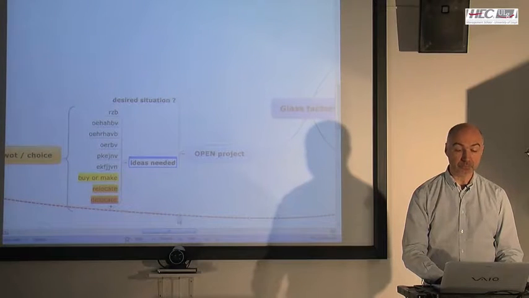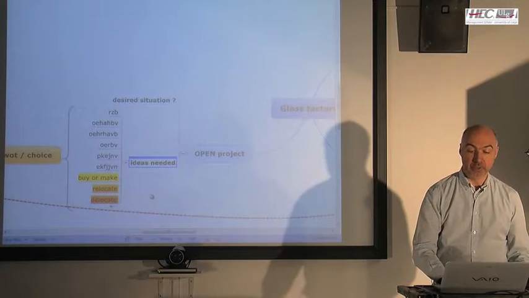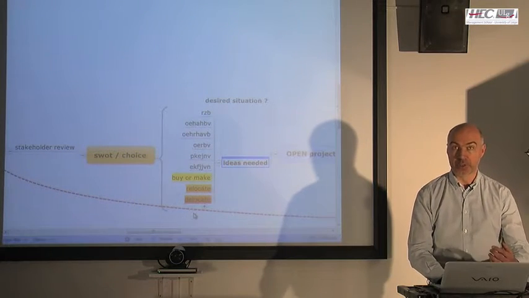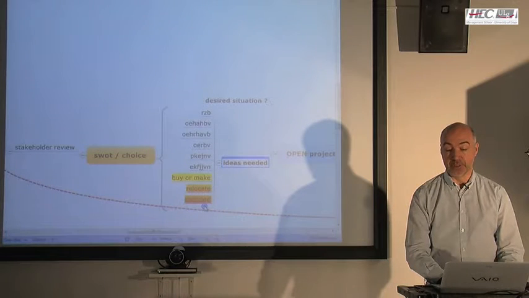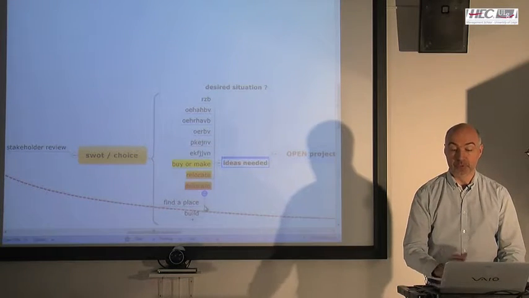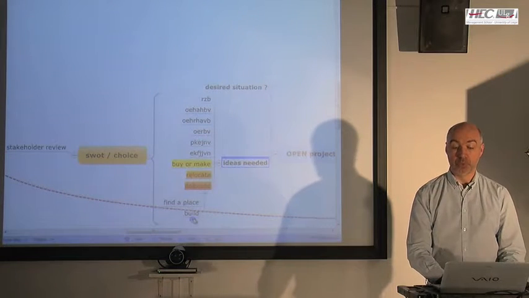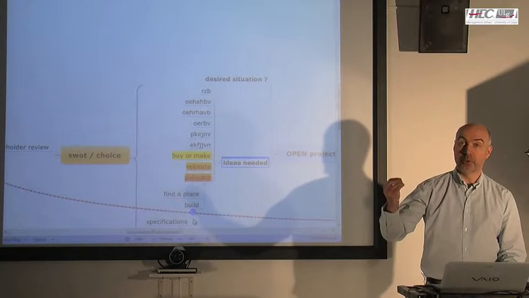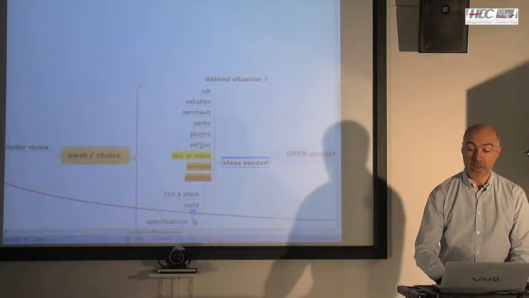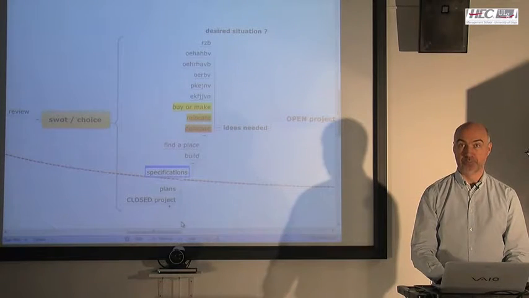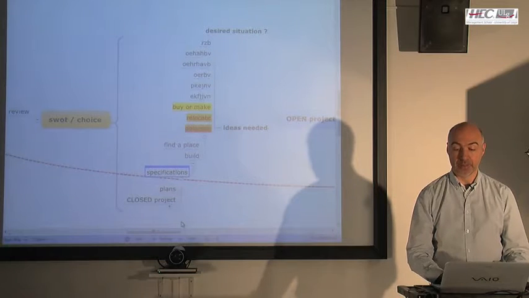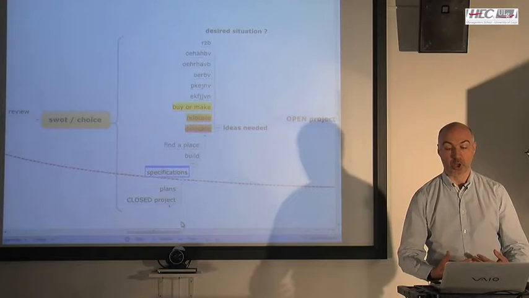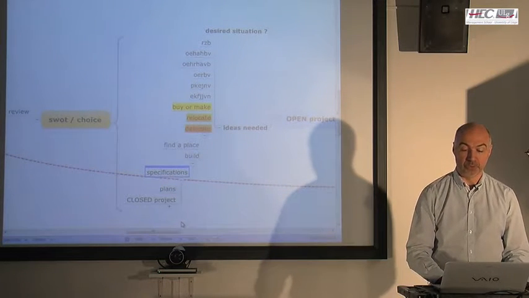And now, after some decision making, some SWOT analysis, we decide, for example, to delocate our activity. And therefore, we need to find a place. It is still an open project. When we have found a place, we will build and we will give specifications. At that time, we begin to enter the closing phase of the project.